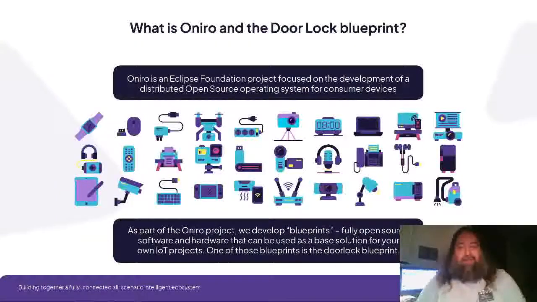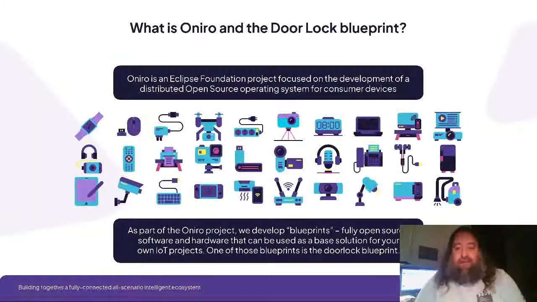Oniro is an Eclipse Foundation project focused on the development of a distributed operating system for consumer devices. It's completely open source and intended to run on all the devices you get in contact with. There's a big need to finally unify all the hundreds of thousands of different IoT device code bases out there.